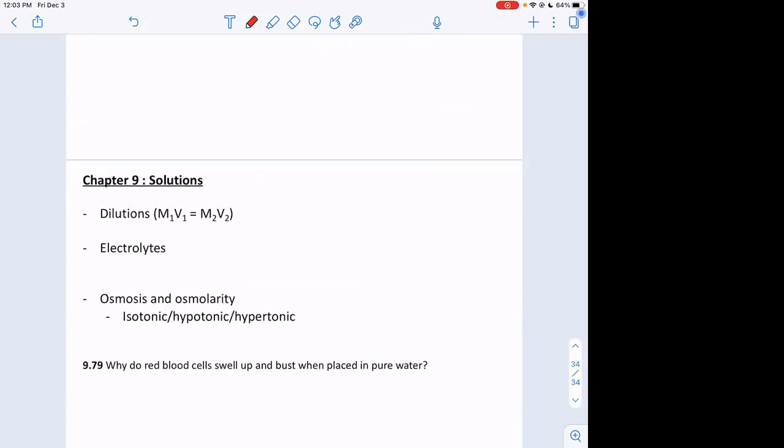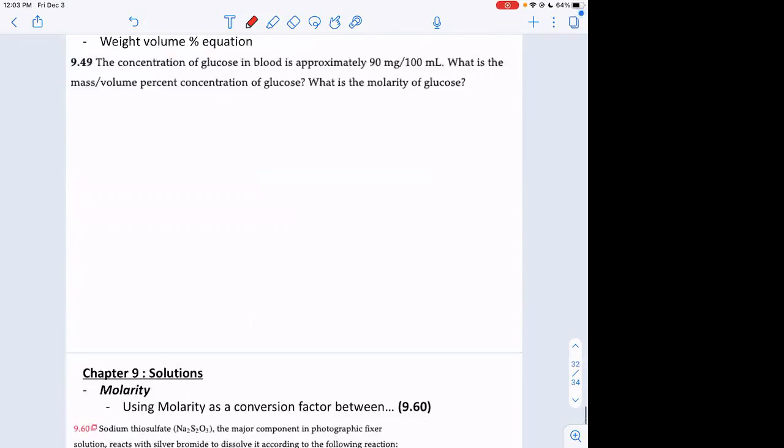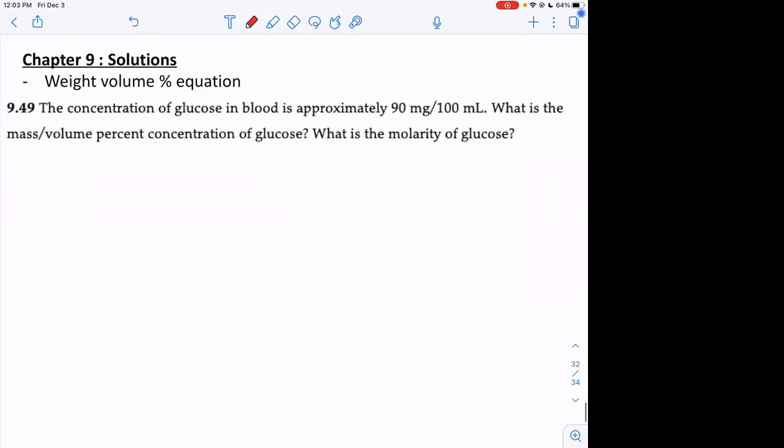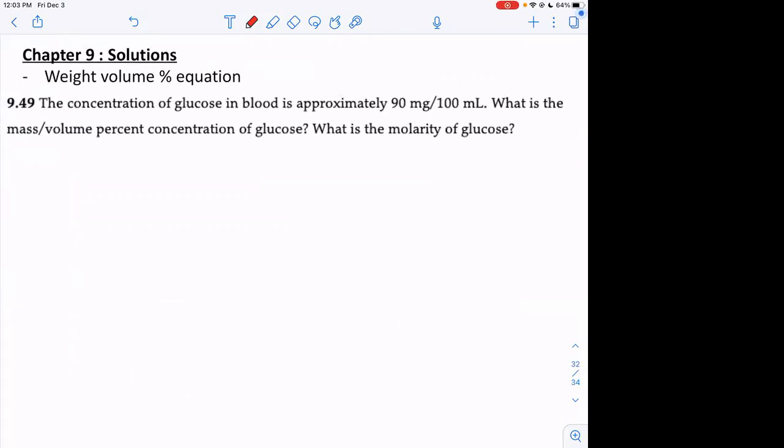Okay, 3 slides left. Weight, volume, percent. So let's just practice an equation for that. It says the concentration of glucose in blood is approximately 90 milligrams per 100 milliliters. So 90 milligrams of glucose per 100 milliliters of blood. What is the mass, volume, percent concentration of glucose? What's the molarity? So what is our equation for weight, volume, percent? Anybody remember?